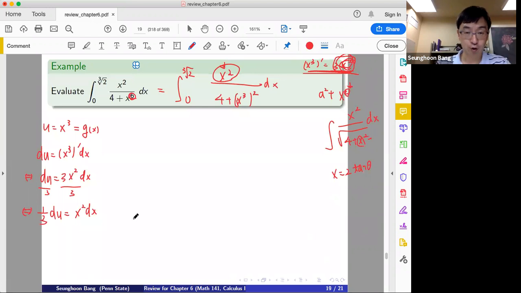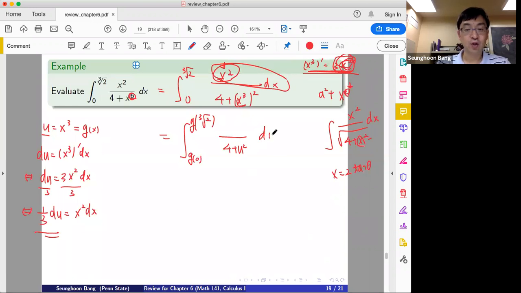So going back to this problem again, the integral changes. This is g from 0 to cube root of 2. So x cubed is u. You plug it in here: 4 plus u squared. The x squared dx is exactly 1/3 du.